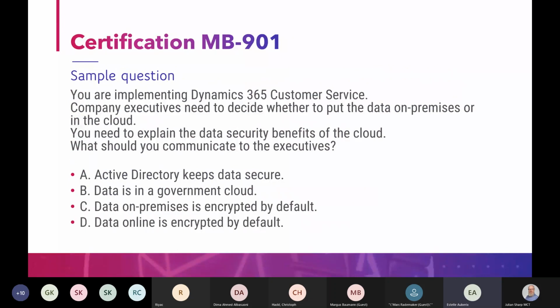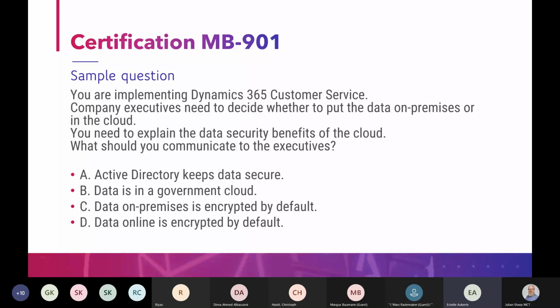a practice test. So the question could be: you are implementing Dynamics 365 Customer Service. Company executives need to decide whether to put the data on premise or in the cloud. So you need to explain the data security benefits of the cloud. What should you communicate to the executives? So which answer do you want to give?